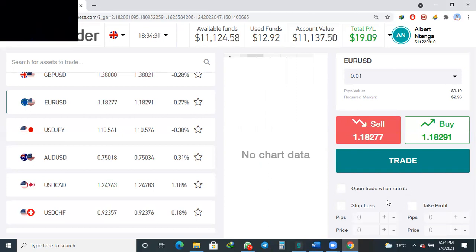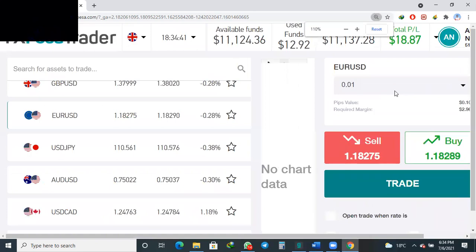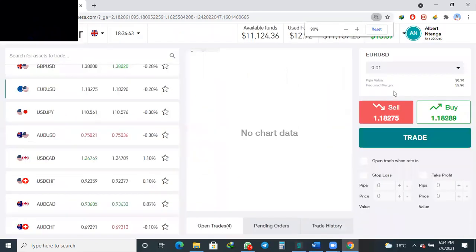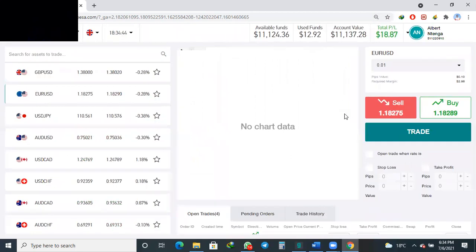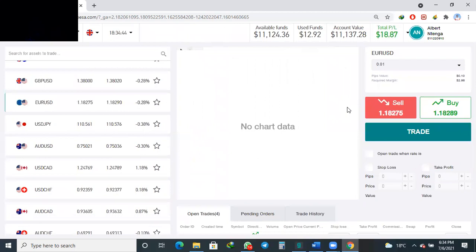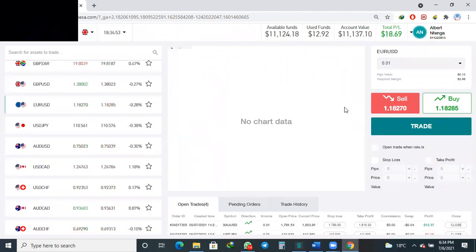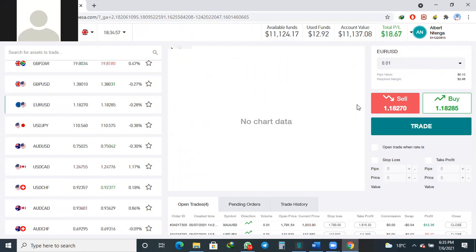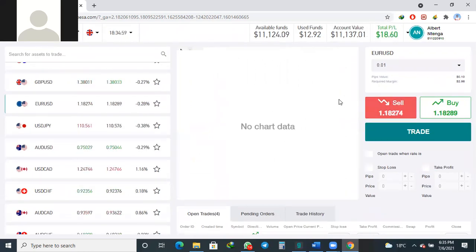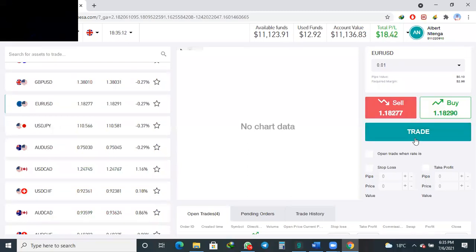Now, how to place your take profit and your stop loss. Let me zoom out a little bit for me to see. Hope you can see. Is it visible to you? Can you see the screen still? Hope you can see the screen. It's visible.